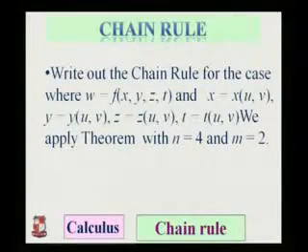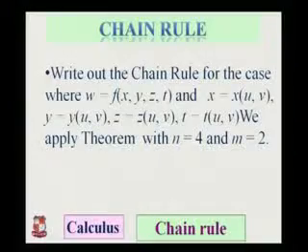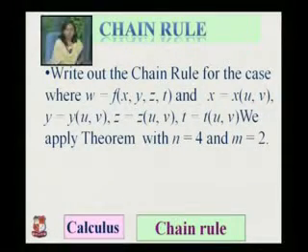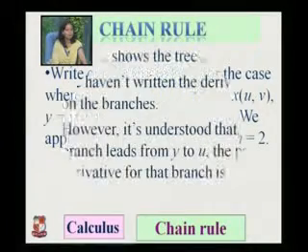Now, for understanding that, we are taking here one example. Suppose n is equal to 4 and m is equal to 2. So, what is the situation here? See on the screen. Write the chain rule for the case where w is equal to f of x, y, z, t, and x is a function of u, v, y is a function of u, v, z is also a function of u, v, and t is also a function of u, v. Then we apply the last theorem for n equal to 4 and m equal to 2.